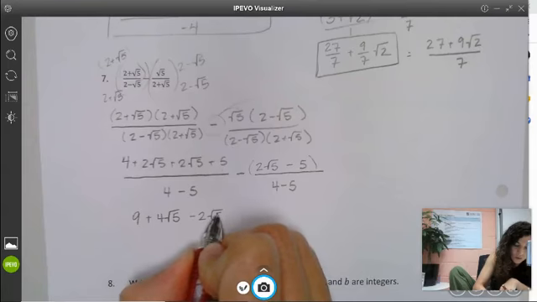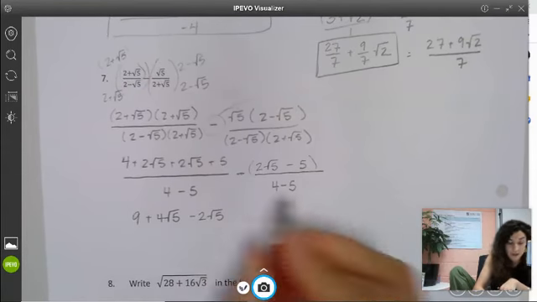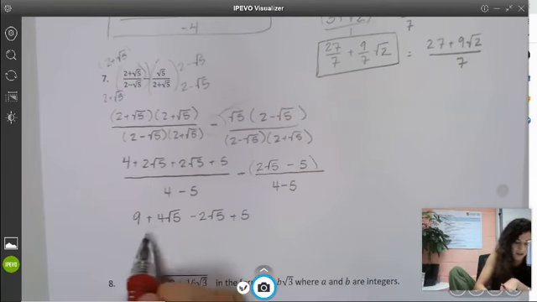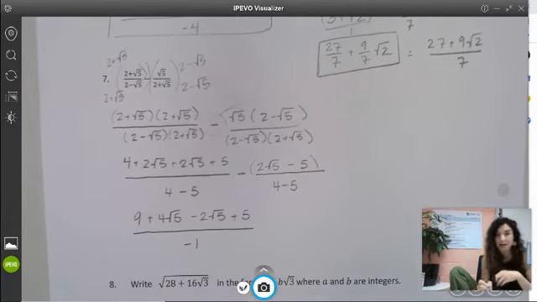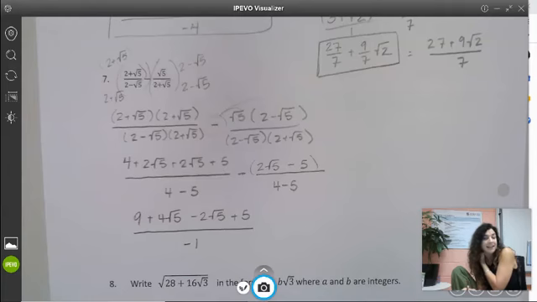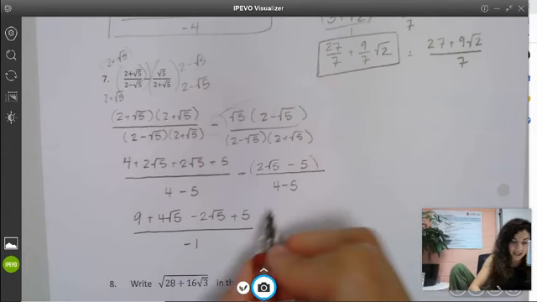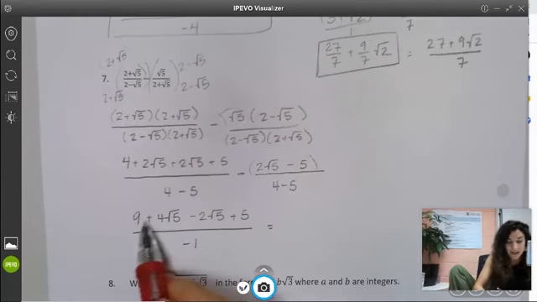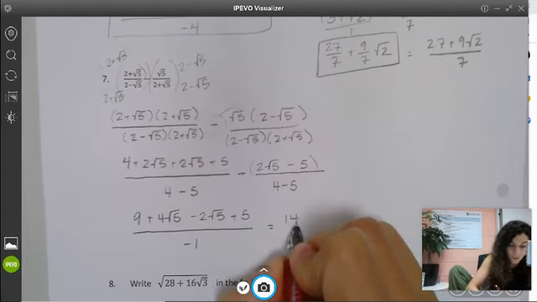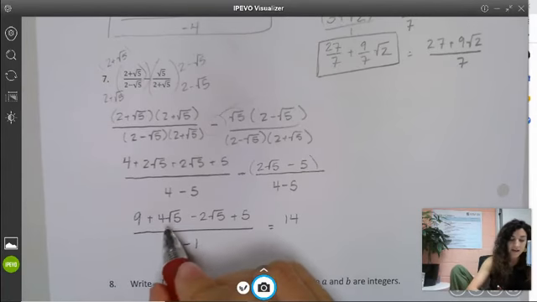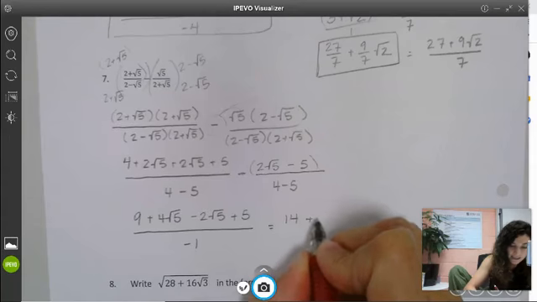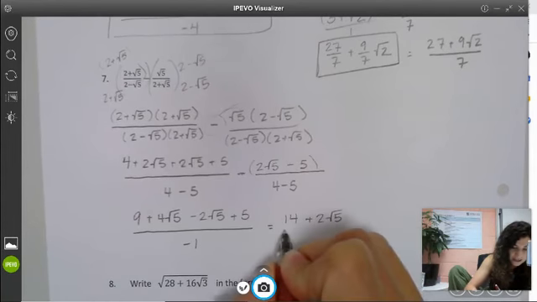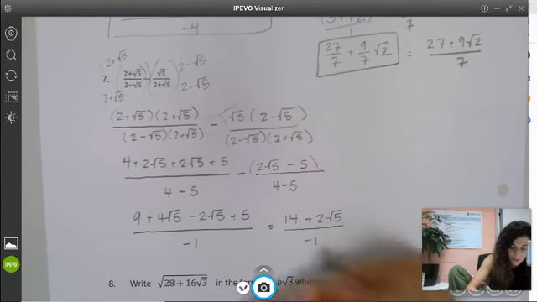I'm going to do minus 2 square root of 5, and then a subtraction of a negative is going to turn into a plus here. And my common denominator actually ends up just being negative 1. All right, now I just need to combine my numerator pieces together. I've got 9 plus 5, which is 14. And I've got 4 square root of 5 minus 2 square root of 5, and that's going to be a positive 2 square root of 5. And it's still divided by negative 1.